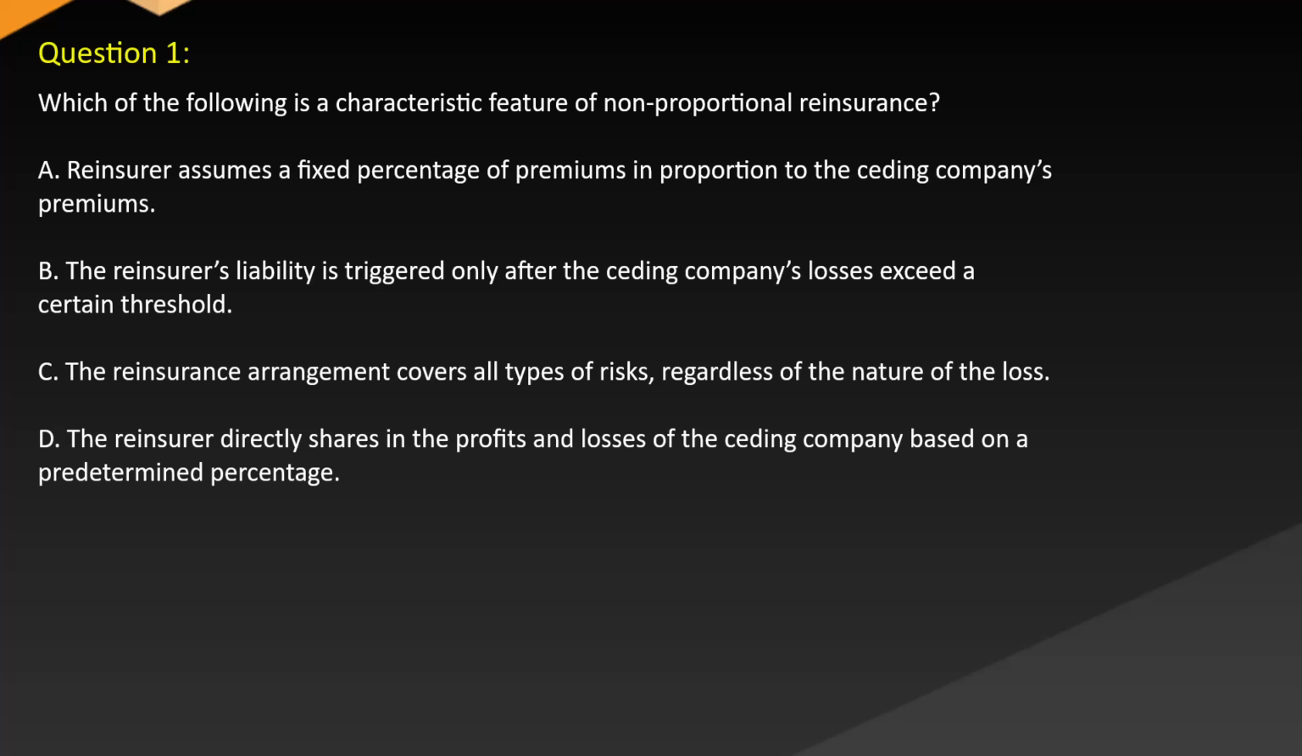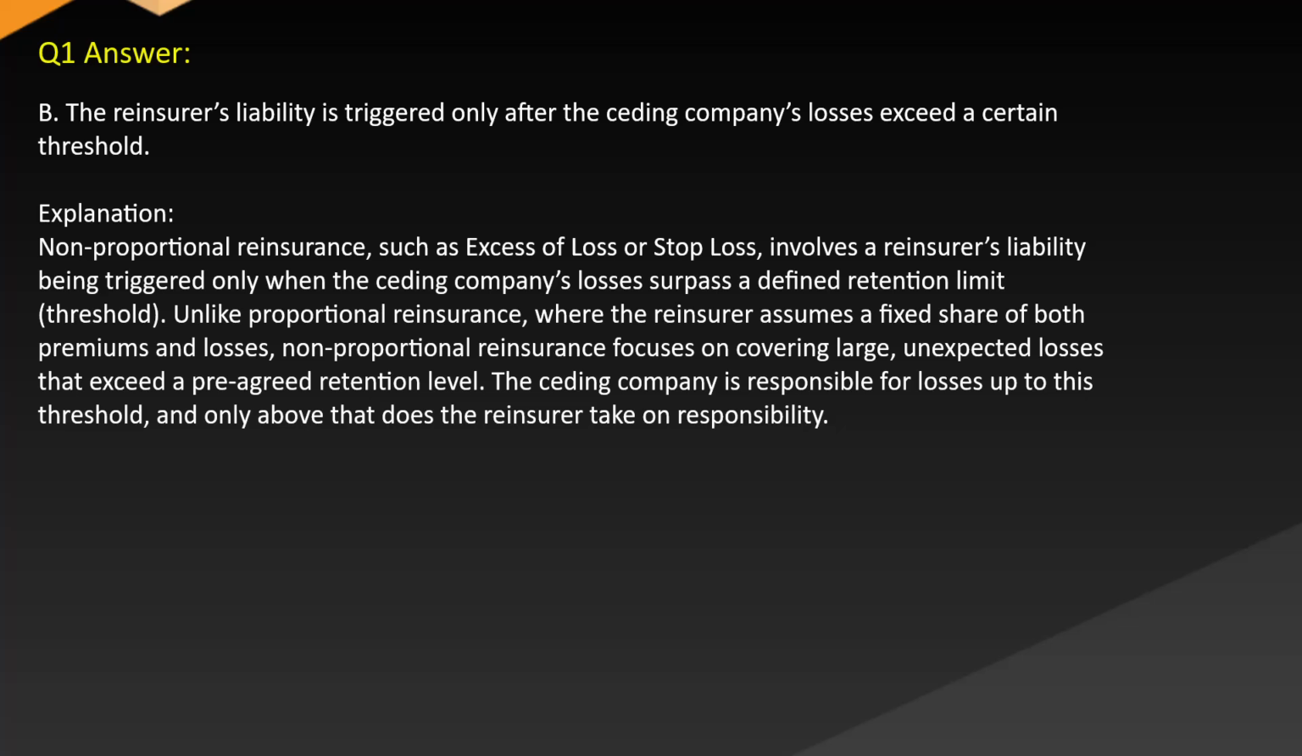C. The reinsurance arrangement covers all types of risks, regardless of the nature of the loss. D. The reinsurer directly shares in the profits and losses of the ceding company based on predetermined percentage. Answer. B. The reinsurer's liability is triggered only after the ceding company's losses exceed certain threshold.